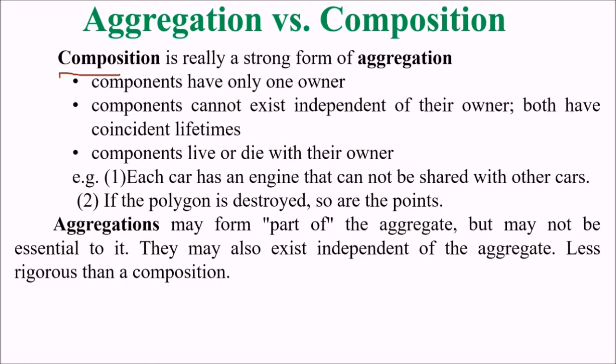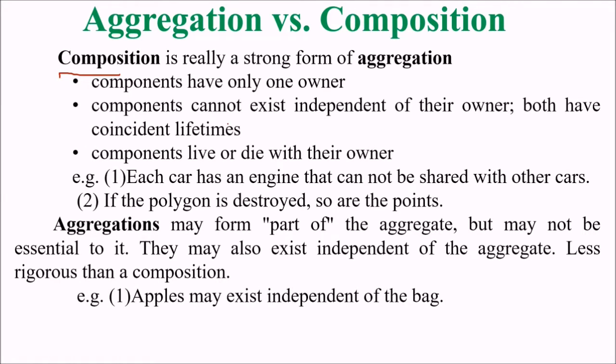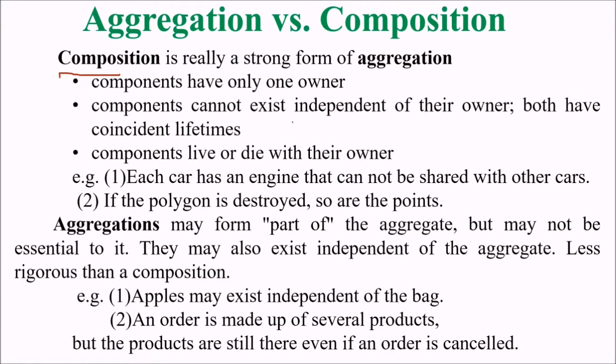In aggregation, they may form a part of the aggregate but may not be essential for it. They may also exist independent of the aggregate, less rigorous than a composition. For example, an apple may exist independent of the bag. An order is made up of several products. But these products are still there even if the order is cancelled.